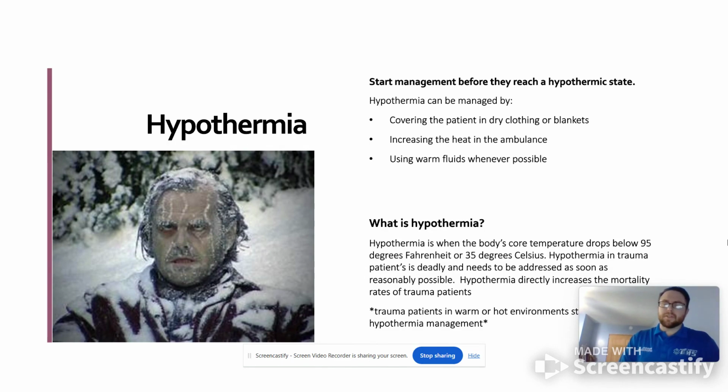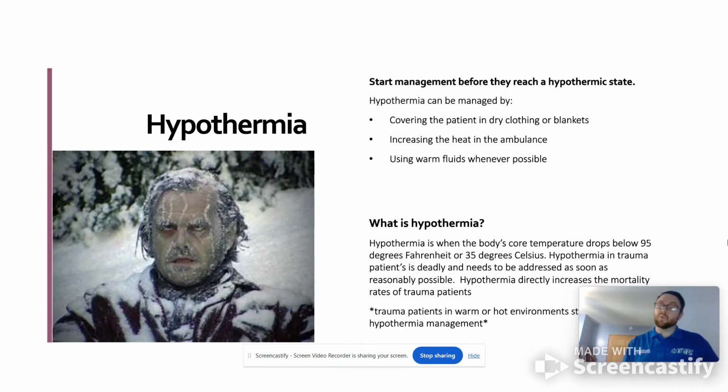Some of the ways that we can do this is make sure that we're covering the patients in dry clothing or blankets, increasing the heat inside the ambulance, using that ambient temperature and really bumping that up. Still, that is less than ideal. Even if we have the heat on, we still want to keep them covered up. Make sure that they have dry clothing on, and we should be cutting off any sort of wet clothing or anything to do our trauma assessment.